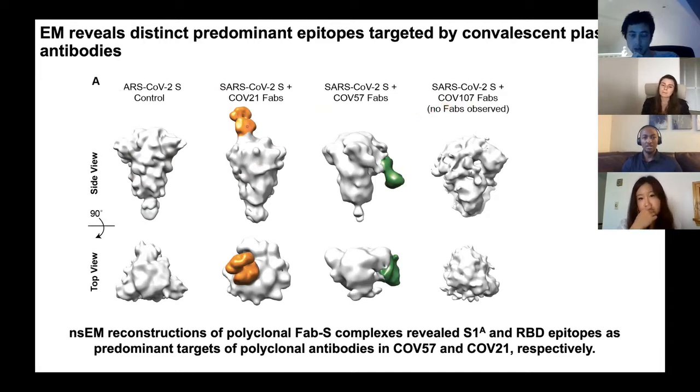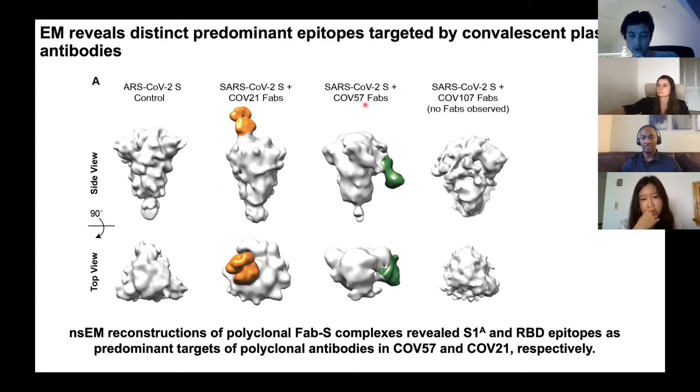And so what you can see is that for individuals 21 and 57, we see a predominant epitope being targeted by their polyclonal antibodies. In this case for C021, which had the highest neutralizing activity, the predominant epitope being targeted is potentially interacting, or we interpret it as interacting, with the receptor binding domain at the apex of the spike glycoprotein. This would make sense: you have high activity because the majority of antibodies circulating are targeting the receptor binding domain for this individual.